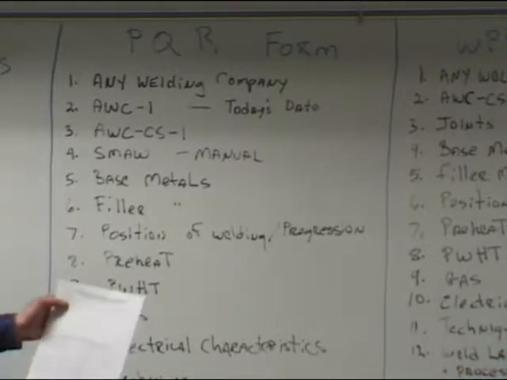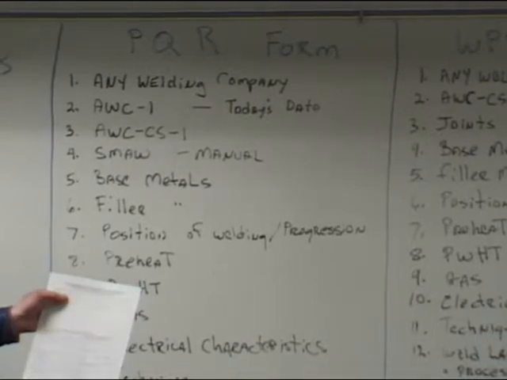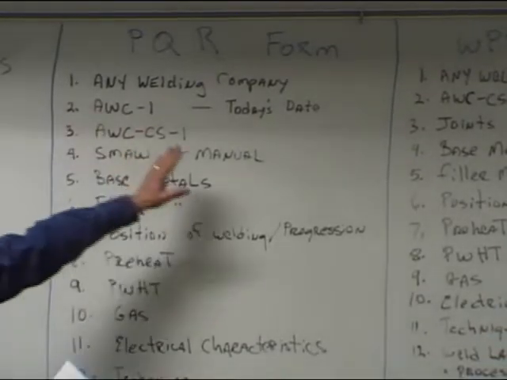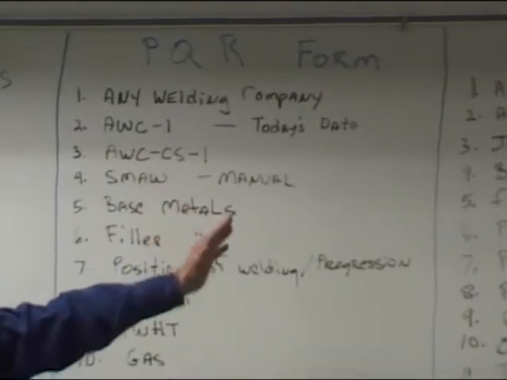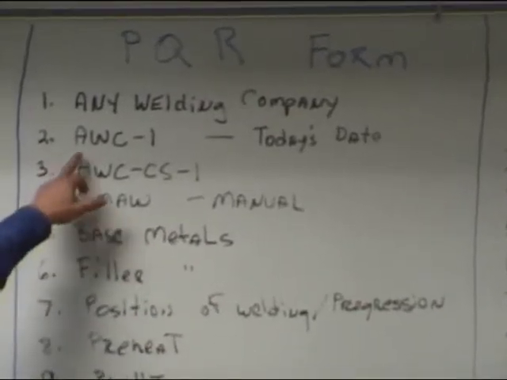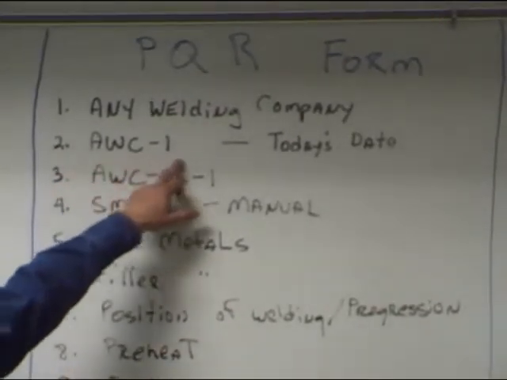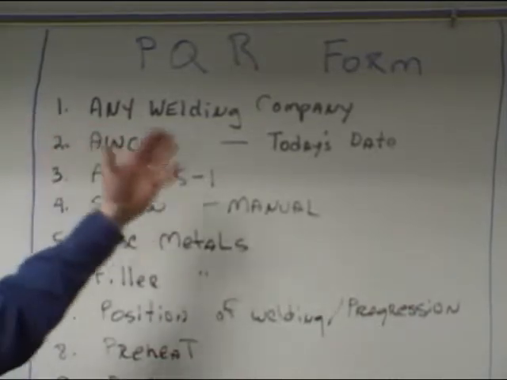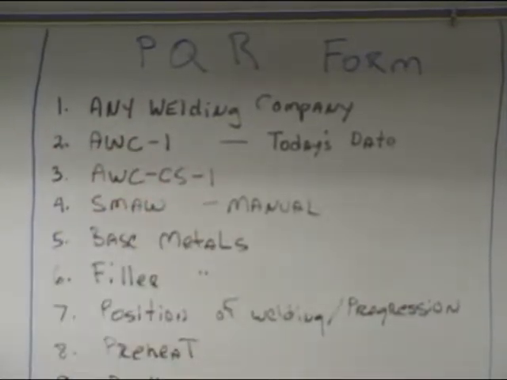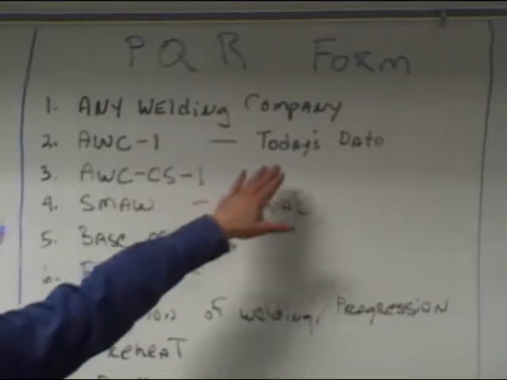And then for the procedure qualification record number, I just like to use abbreviations. And I do this in real life. I use the company's abbreviations. So I will put AWC-1, which means Any Welding Company and the very first procedure that we've done for them. And then, of course, on date, go ahead and put today's date.